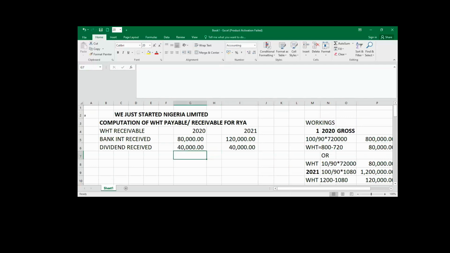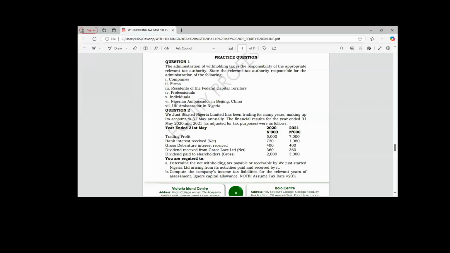After that, the next category of transaction we are told in the question is dividend paid to shareholder, gross. So I want to ask, what category of withholding tax is this going to give rise to? Withholding tax payable. Thank you. And don't forget what I told you. Whatever form dividend is given, whether net, gross, or the examiner is silent, it will always generate withholding tax, because it is franked investment income.